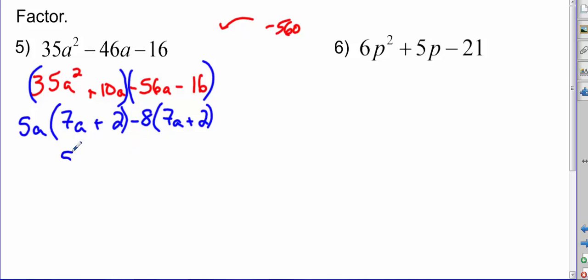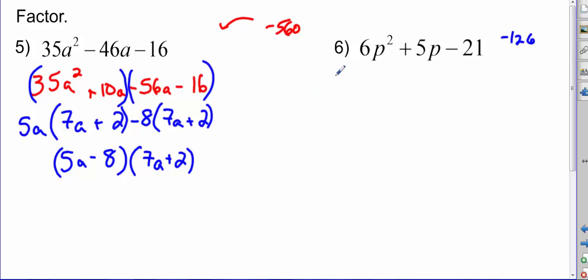So now I can combine 5a with negative 8, and we can just go ahead and copy down that same set of parentheses, and we appear to be done with number 5. So for number 6, we need to multiply 6 times negative 21, and that's going to give us negative 126. We need the sum of those two numbers to equal 5.